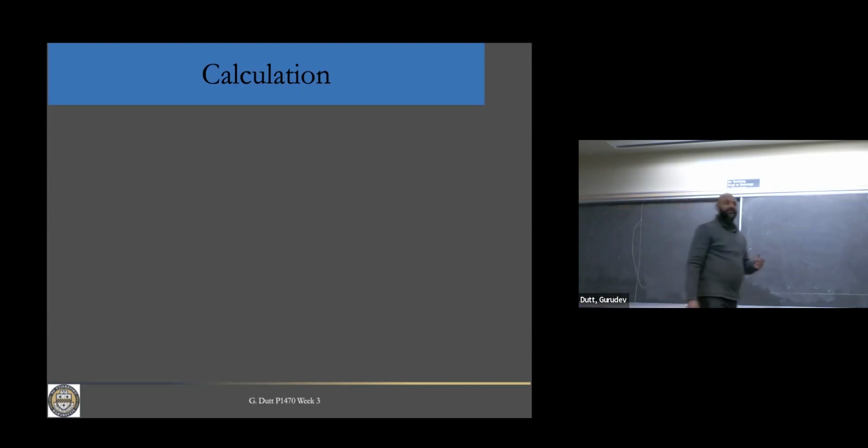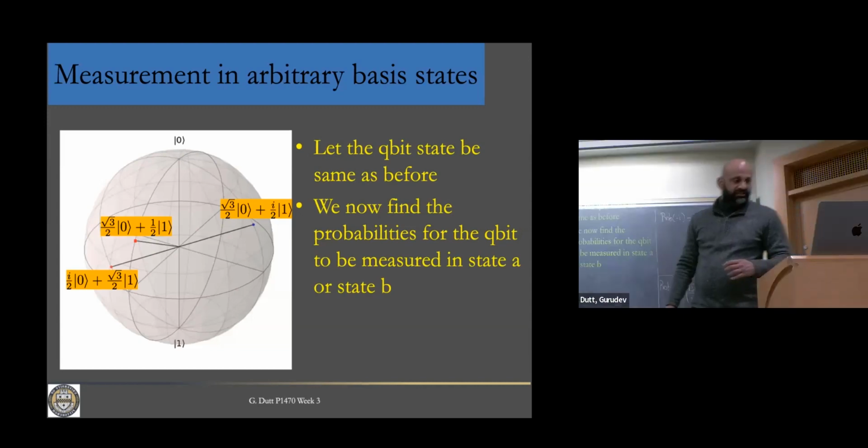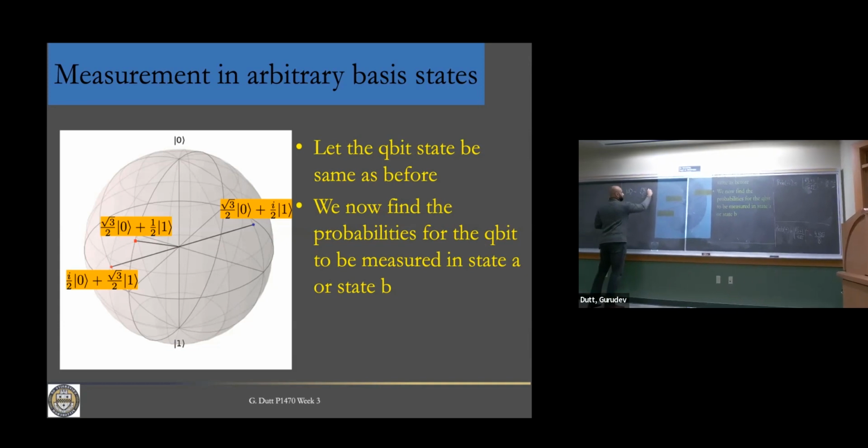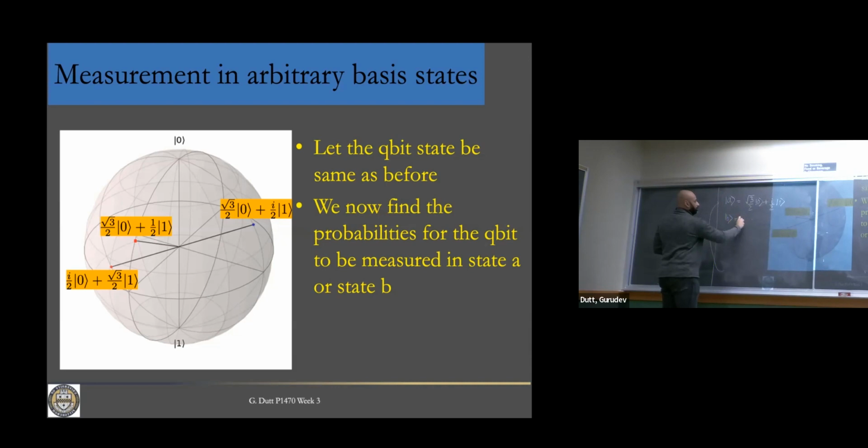Okay, so let's look at the states. So the original state is the same, and now the new states, A is root 3 over 2, 0 plus i over 2, 1. Oh, it's very convenient. A equals root 3 over 2, 0 plus i over 2, 1. And this one, B, is i over 2, 0 plus root 3 over 2, 1.